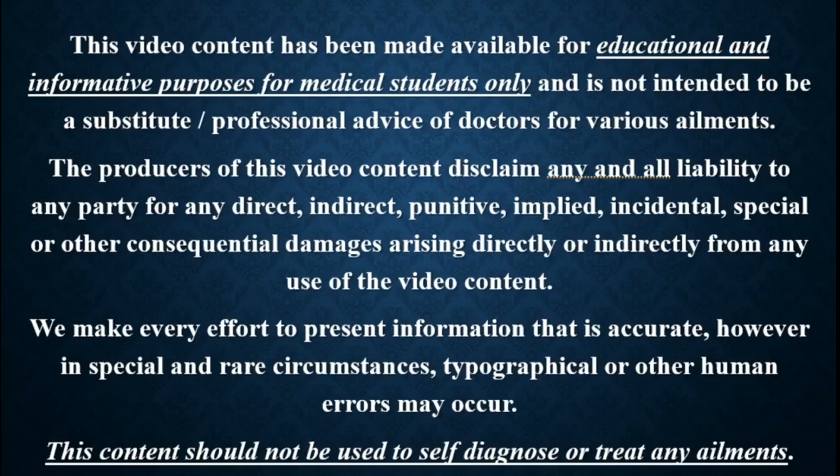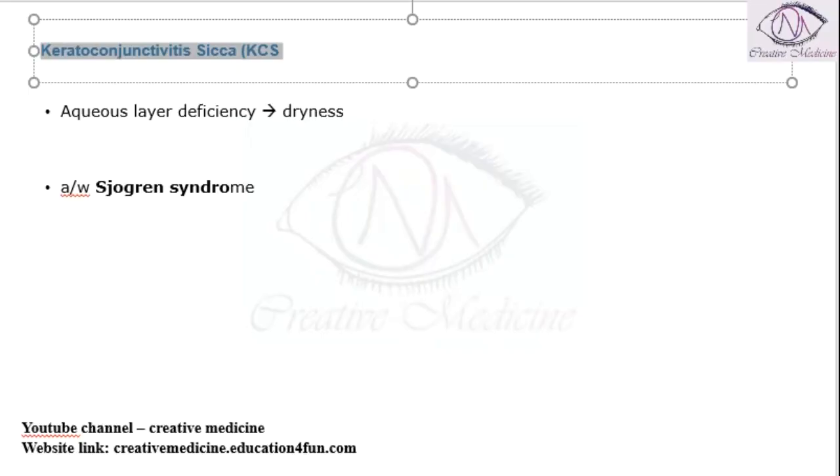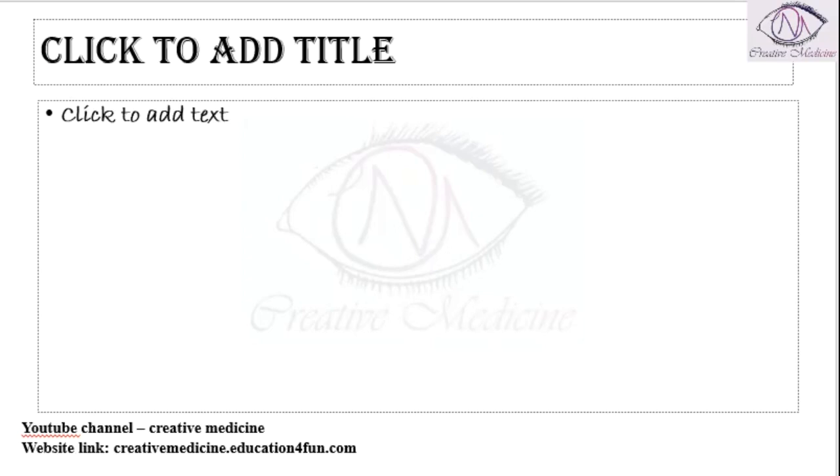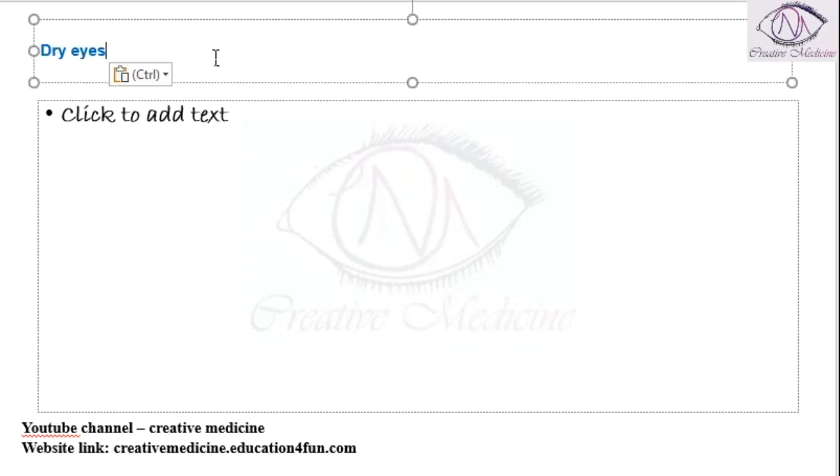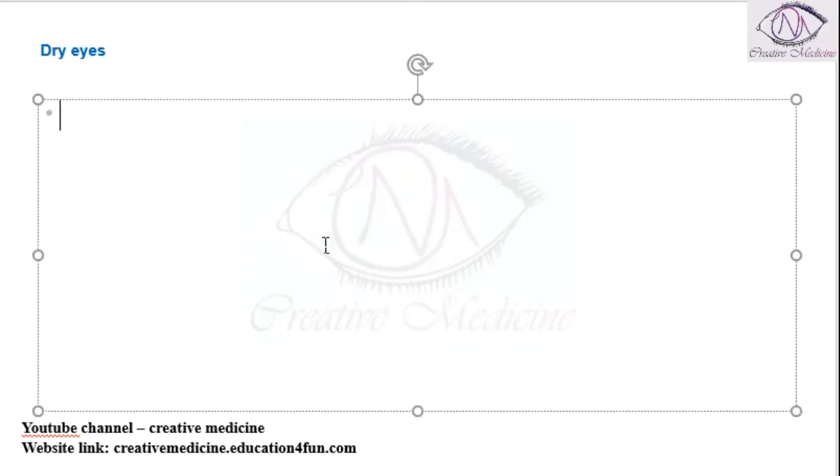In this lecture, we will learn about dry eyes. Dry eyes can be of two types. Dry eye occurs due to the deficiency of the aqueous layer. Deficiency of the aqueous layer will result in dry eyes.